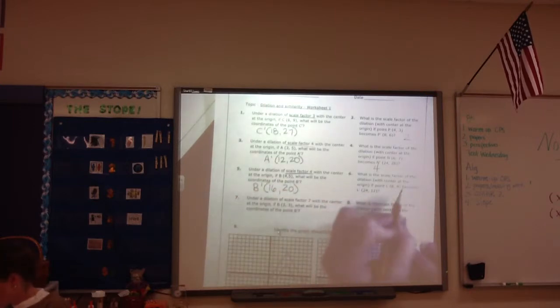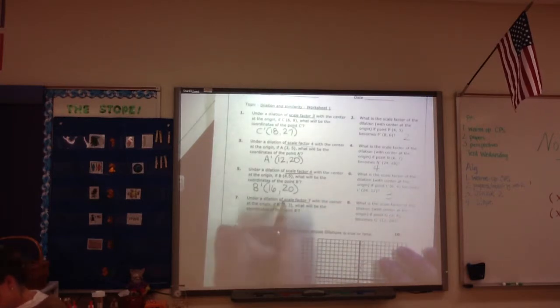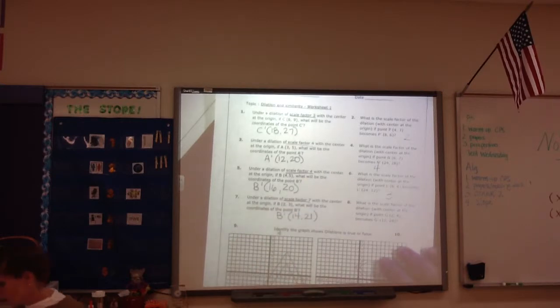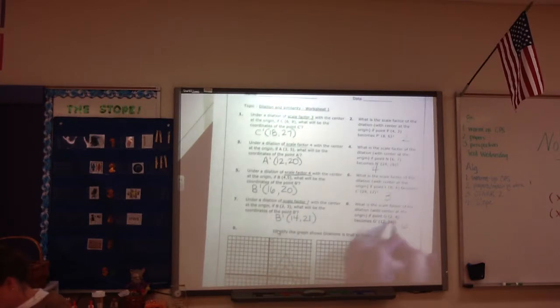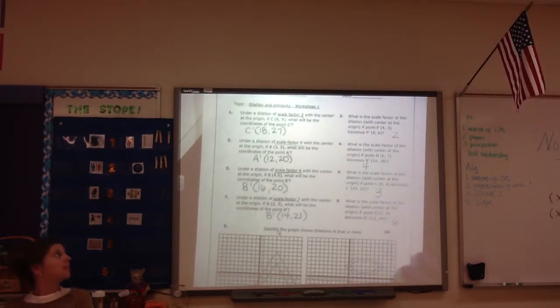The scale factor here from 8 to 24, I'm multiplying by 3, so my scale factor is 3. If I have a scale factor of 7, then on B prime, I would be at 14 and 21 as my point. And 2 times 6 is 12, 4 times 6 is 24, so my scale factor for number 8 is in fact 6.